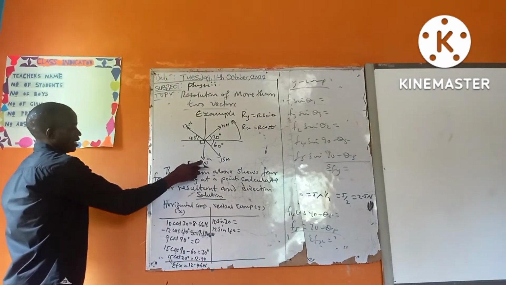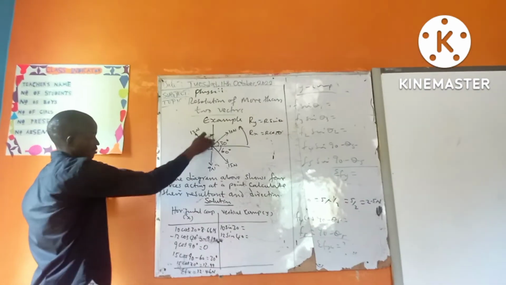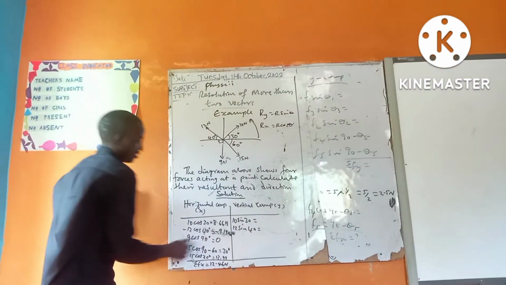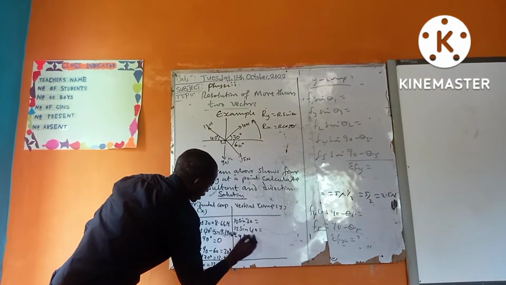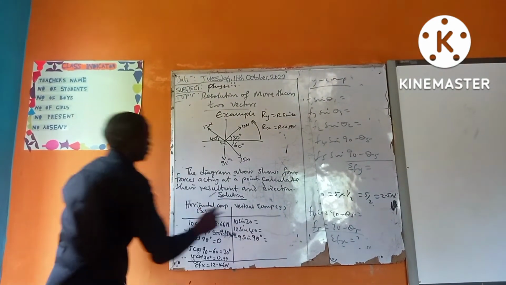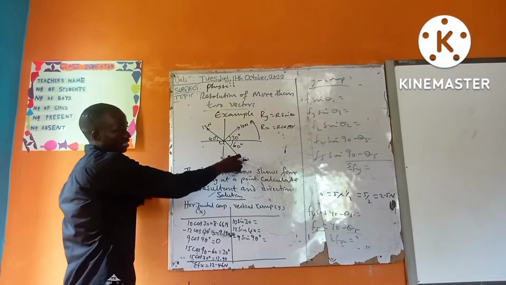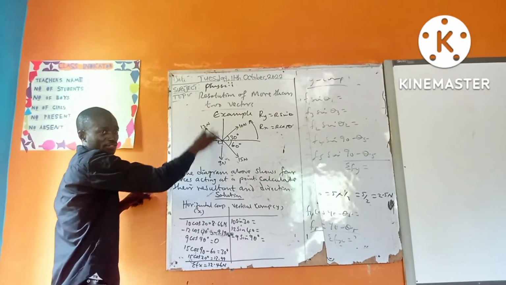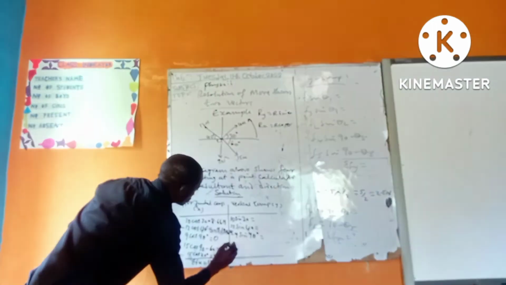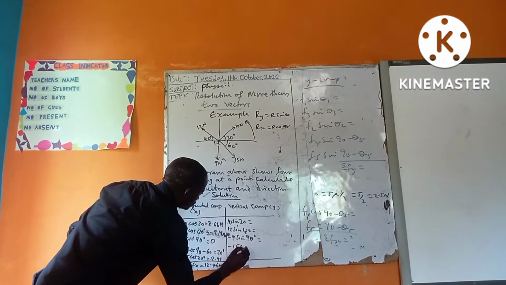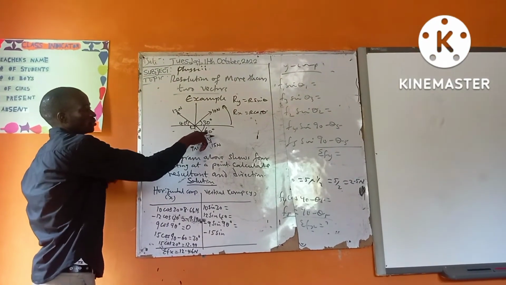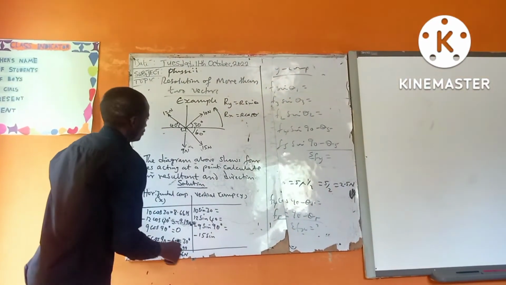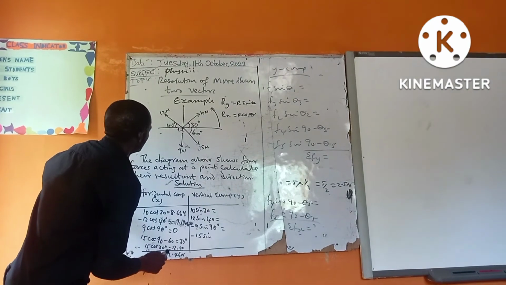Coming here, is it negative? Yes, it's down, minus y. So you have minus 9 sine 90. Now coming here, is it negative or positive? Negative, y axis. So I have minus 15 sine, and the angle is 60. Yes, it's 60.